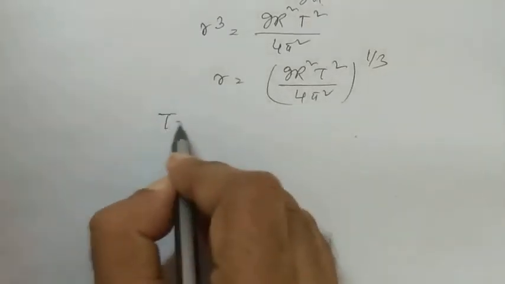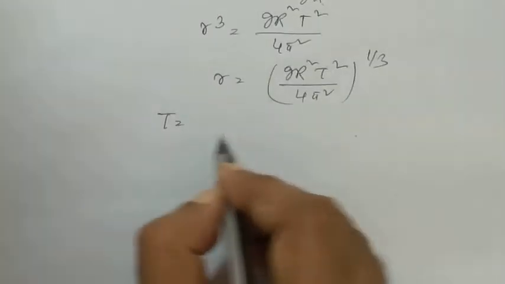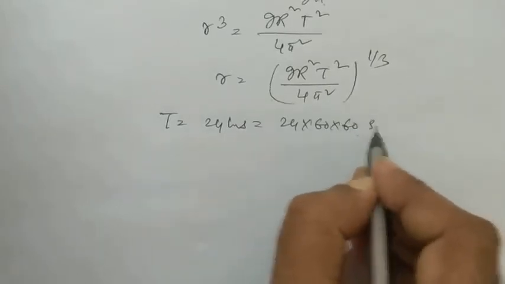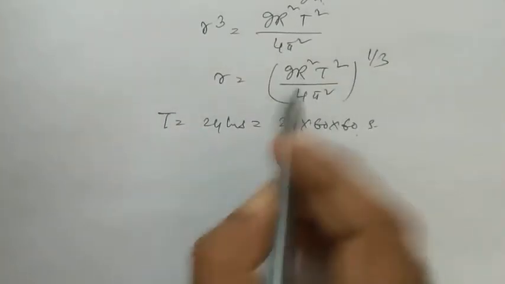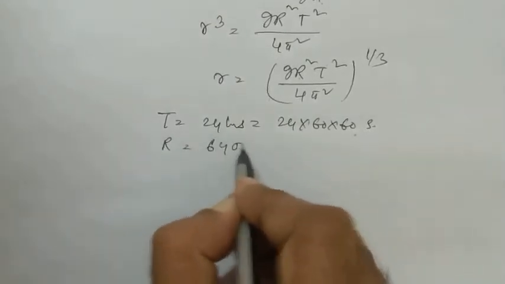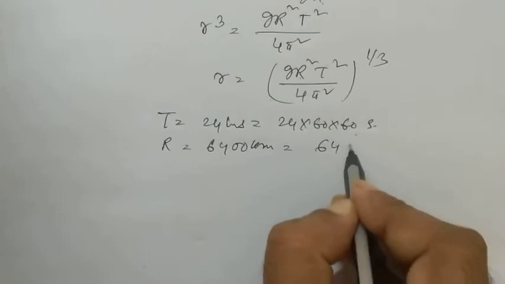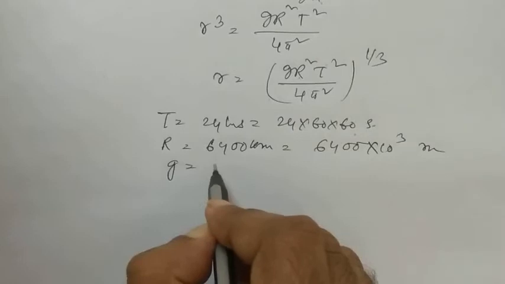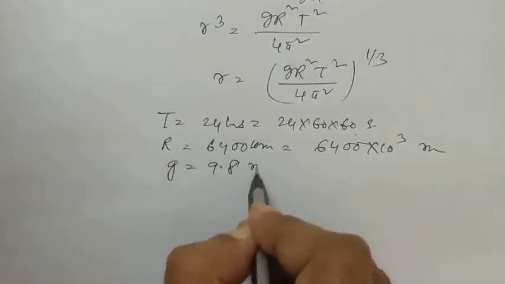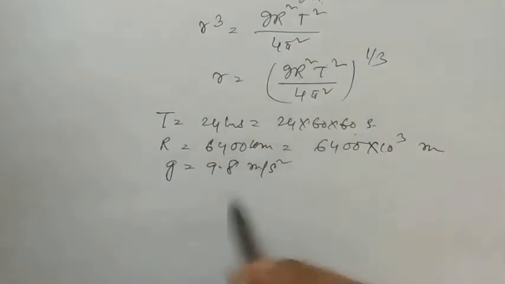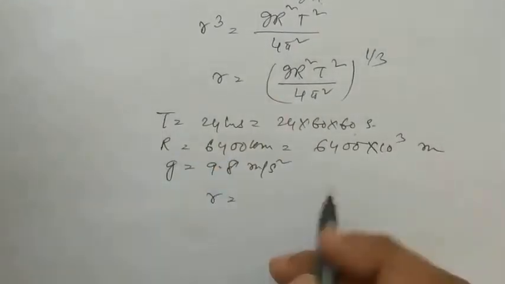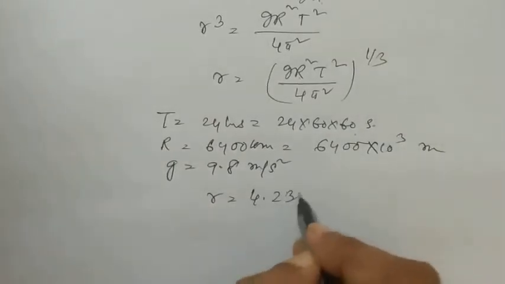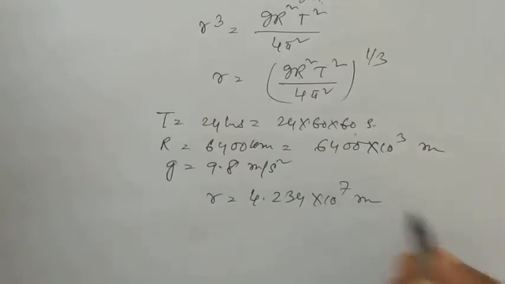Now if we replace T, the time period of revolution, we know it is to be 24 hours. That means 24 into 60 into 60 seconds. Again we know the value of pi, we know the value of R also. R is 6400 kilometers. That means we have to replace it by 6400 into 10 to the power 3 meters. Value of small g as 9.8 meters per second square. Now after replacing these values, we calculate it with the help of a calculator. That means 4.234 into 10 to the power 7 meters.